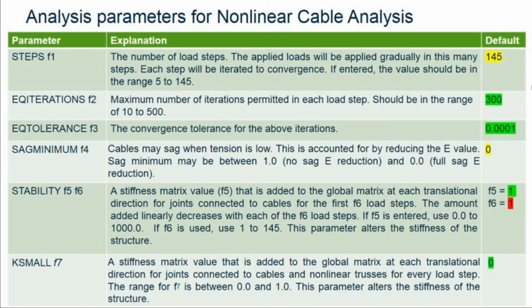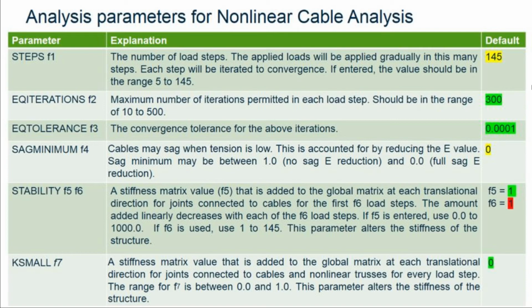The second parameter is EQ iterations, F2. It is the maximum number of iterations permitted in each load step and should be in the range of 10 to 500. The default value is 300. For most of our problems, this default value of 300 is good, so we don't need to touch it, except for some special cases where we may need to increase this value to 500. That's why I highlighted it in green, because most of the time you don't need to modify this value.